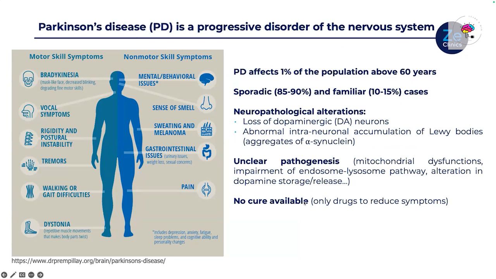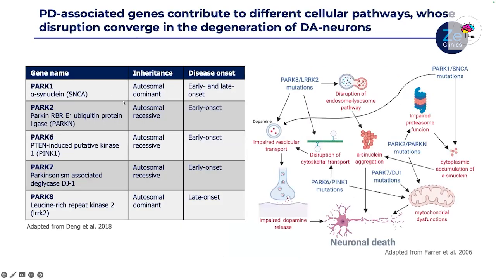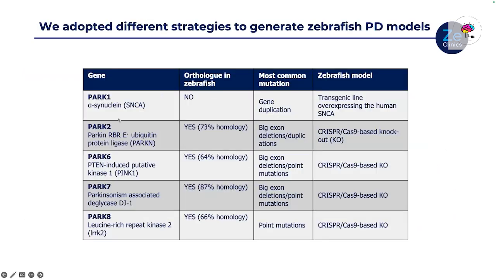So we thought, okay, let's generate some zebrafish models for that. So the first thing that we did, we identified the genes which are involved mainly in familial Parkinson's disease. And then we checked whether they are autosomal recessive, because we wanted to pursue a knockout approach. All these proteins are involved in pathways that, when disrupted, would lead mainly to neuronal death and impaired dopamine release. So we checked if all these genes had an ortholog in zebrafish, and most of them had an ortholog in zebrafish with a high sequence homology, except one of them, which is alpha-synuclein.